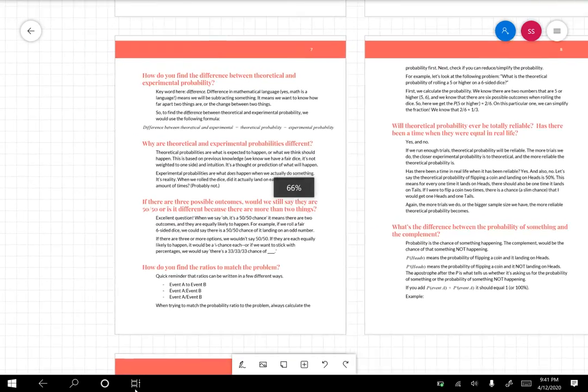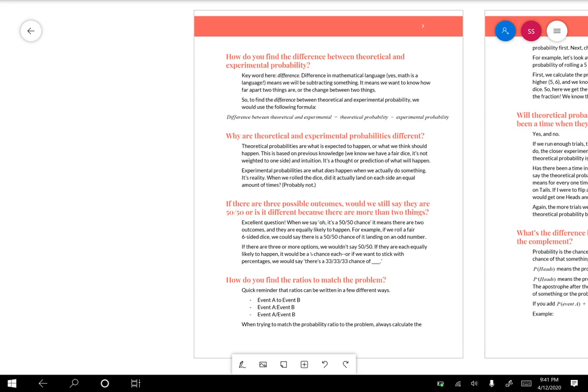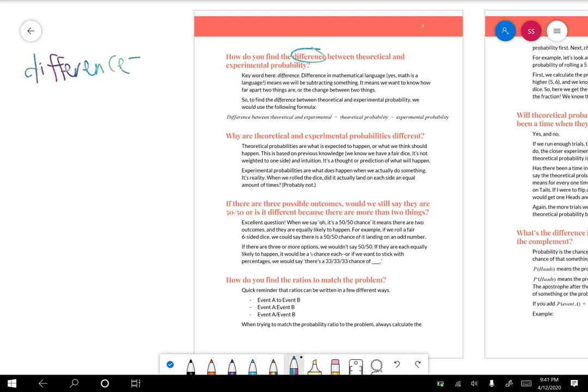Okay, I'll try to get through these last ones quicker. No more drawing pictures. Okay, question: how do you find the difference between theoretical and experimental probability? Keyword here: difference. Difference in mathematical language means subtract.